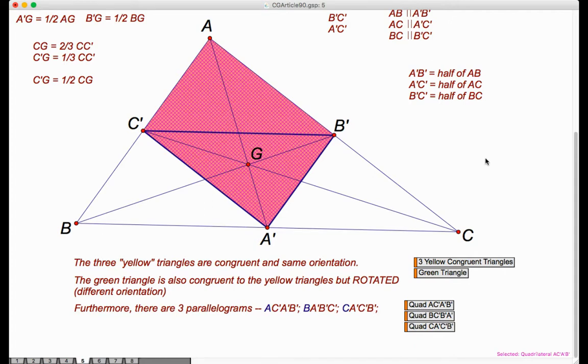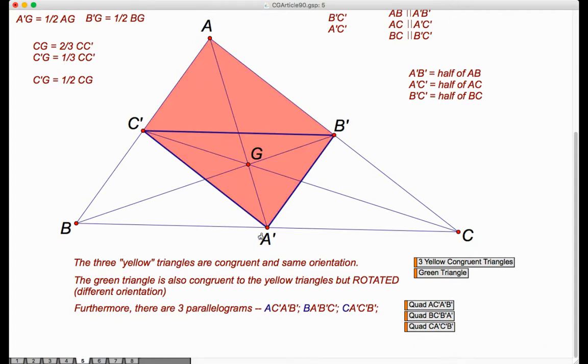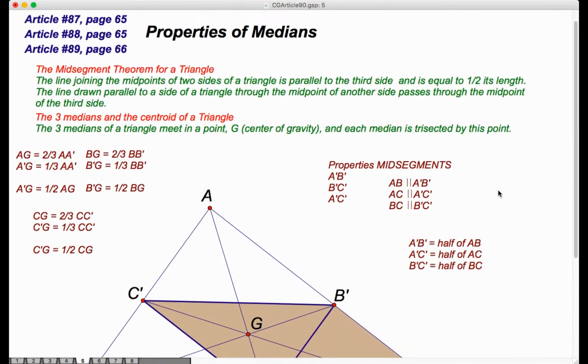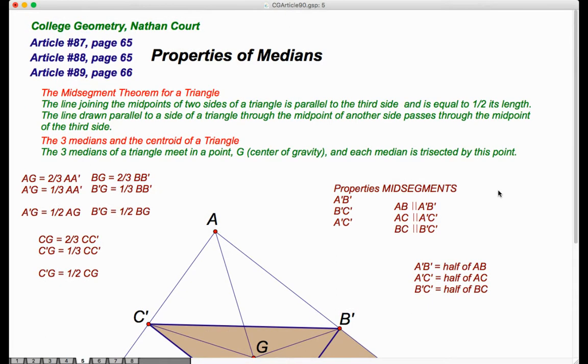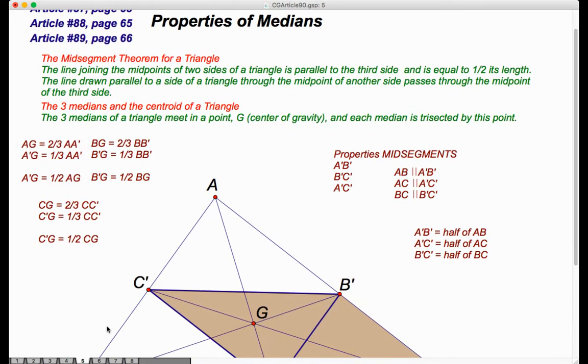The first one is the red one, using vertex A, because this is parallel and is half of it, or is equal to AC prime. And these two are parallel, therefore this is a parallelogram. The next one is making use of vertex B. So the blue quadrilateral is a parallelogram. Last but not the least, the brown quadrilateral is also a parallelogram. Those are the properties of medians that we all learned in elementary geometry. That's kind of cool. Okay, and that's all.